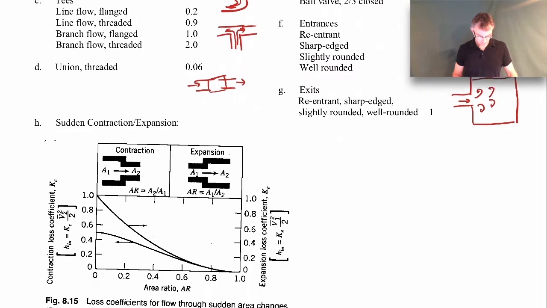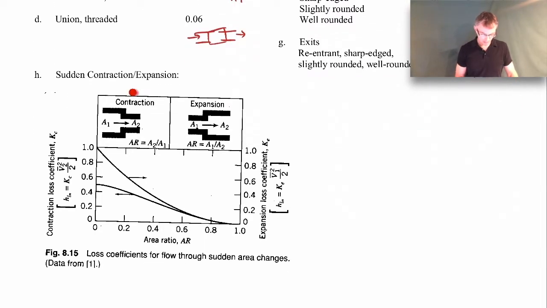And then the last thing that I'll show on this table are sudden contractions and sudden expansions. So the plot on the left is the contraction loss coefficient, and you'll notice that it actually gives you the Kc here. That corresponds to this curve. You see the arrow points to the left side. And then the expansion loss coefficient is this one on the top, where that arrow is pointing to. These are all in terms of the area ratio, so it shows what the area ratio is up here in these plots. So for contraction, the area ratio is A2 over A1, and for expansion, it's A1 over A2.